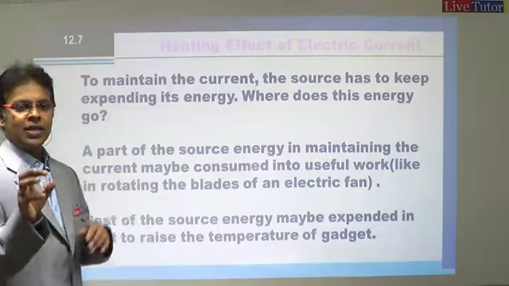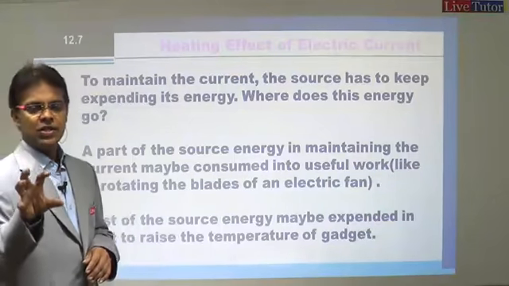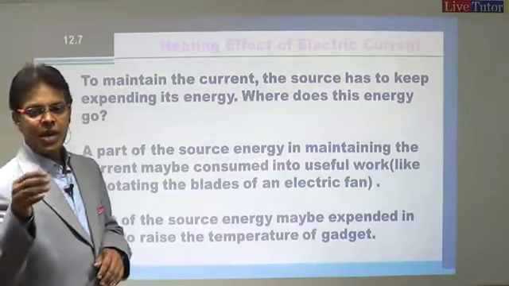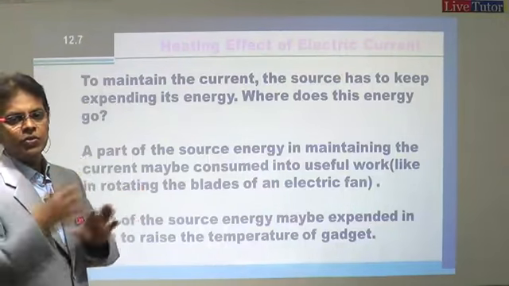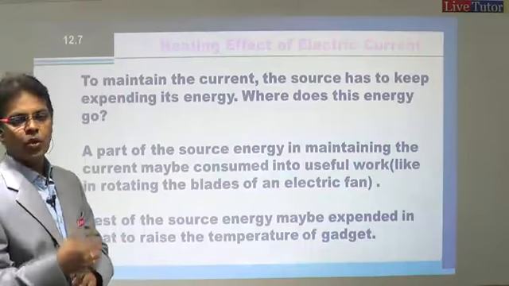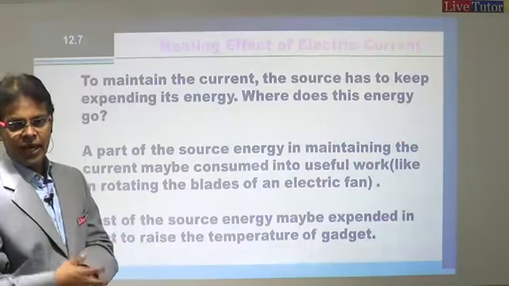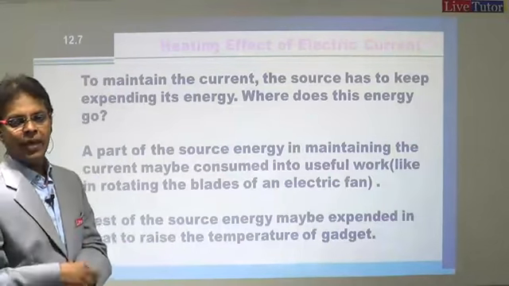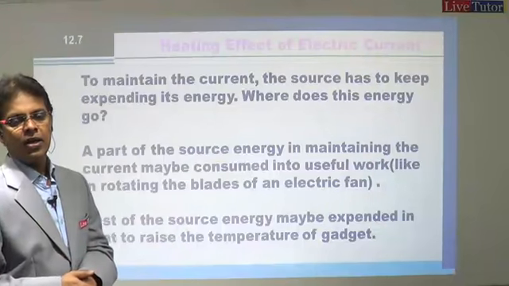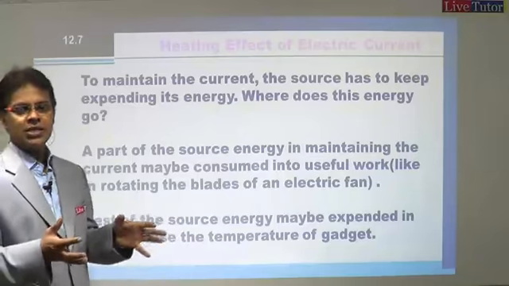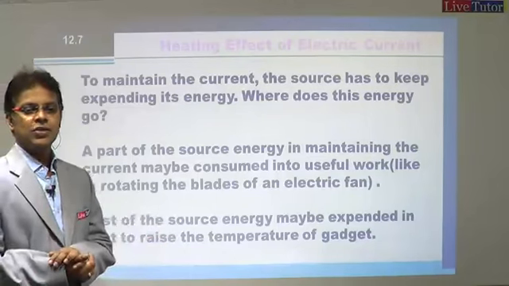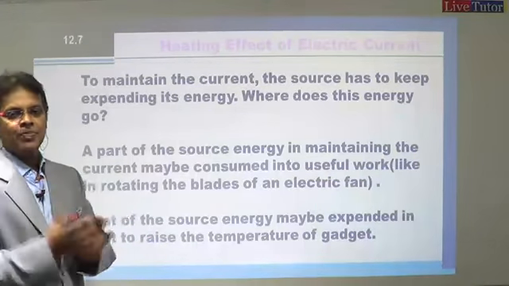Now, once we get the energy, where is it going? Some part of the source energy maintains the current which is used in useful work. If it is a motor, it is running. If it is a grinder, the grinder is rotating. If it is a fan, the blades are rotating. If it is a bulb, the bulb is glowing. In all these ways, it is called useful work. So some part of the energy is utilized.